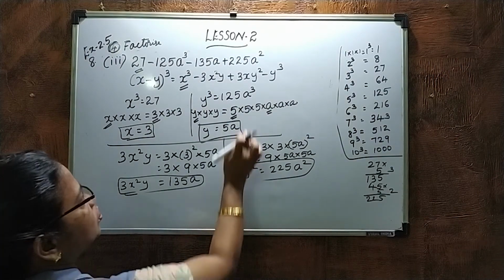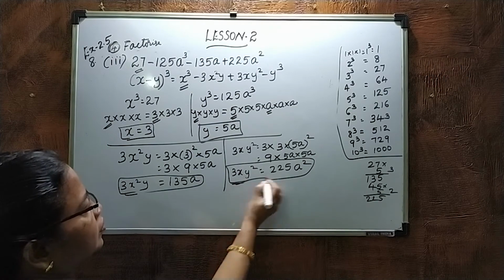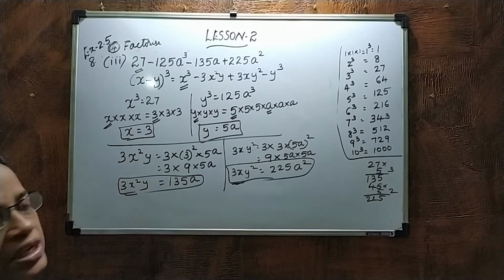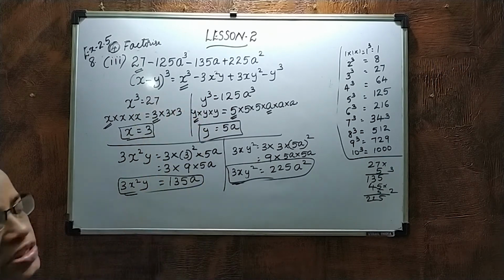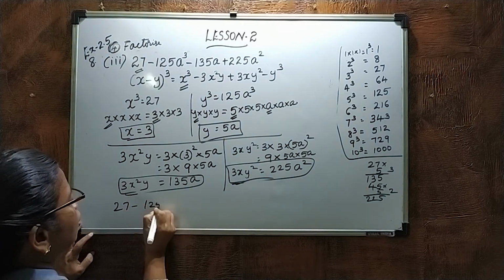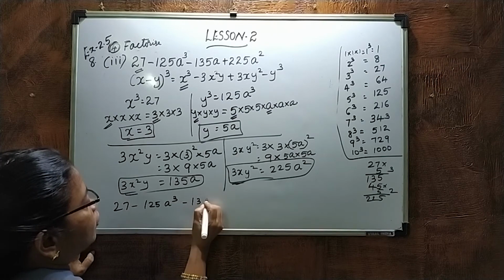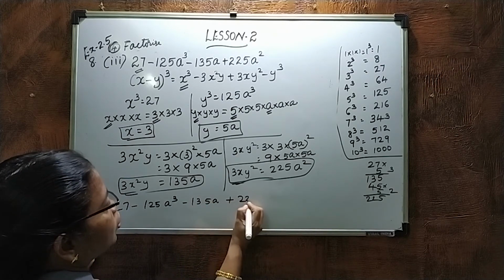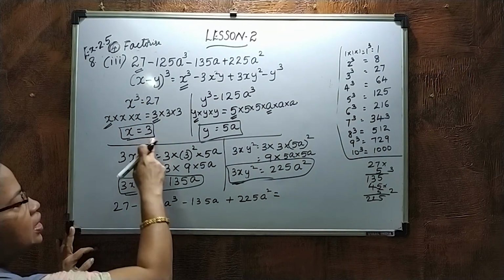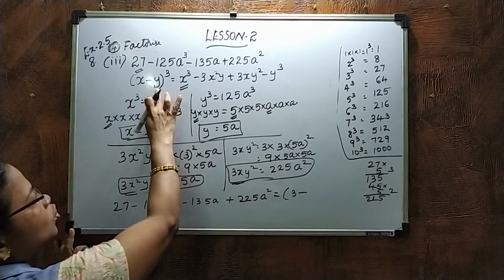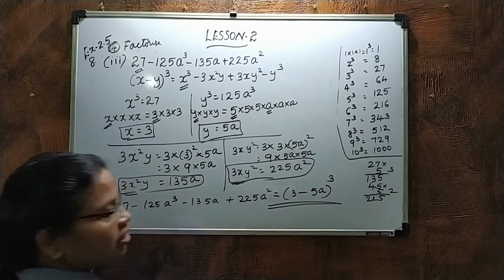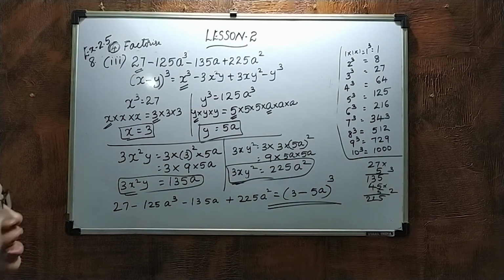So this is 3xy square and then 3x square y. Okay, so same thing we got, same answers we got, and it is the suitable identity: (x minus y) the whole cube. So now the question and answer: 27 minus 125a cube minus 135a plus 225a square equals, what is x, what is y? X is 3 and then minus y is 5a. The whole cube. (3 minus 5a) the whole cube is the answer.